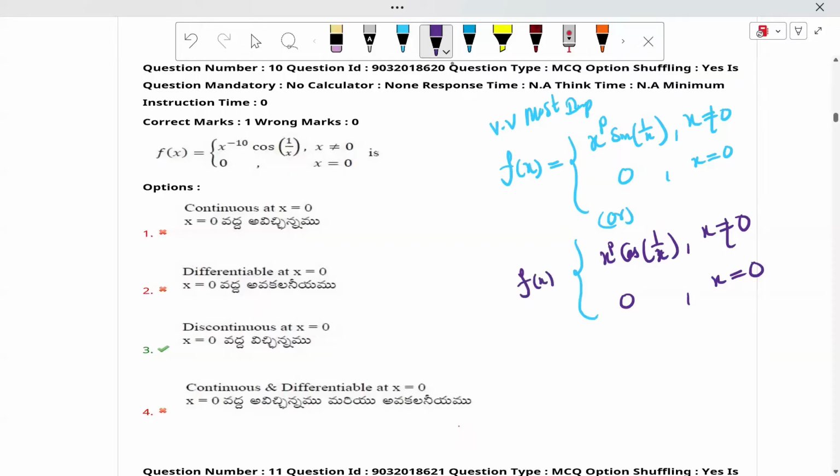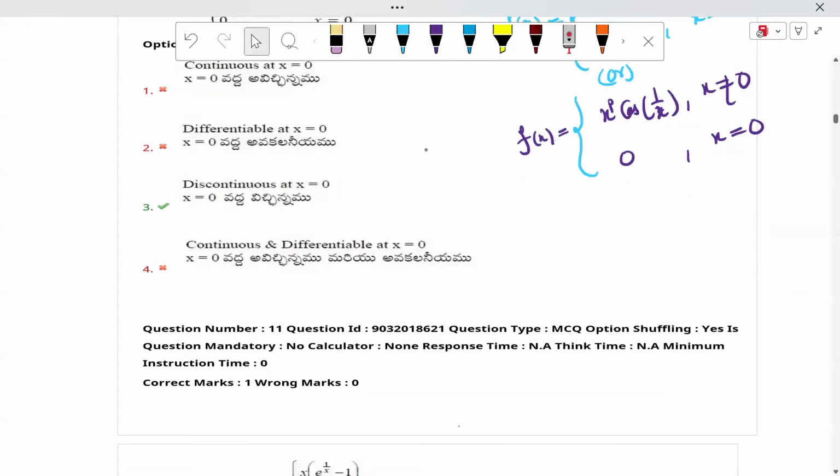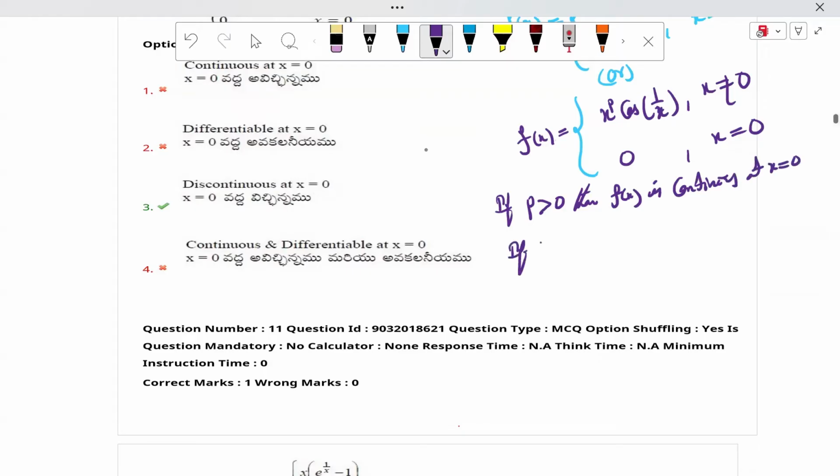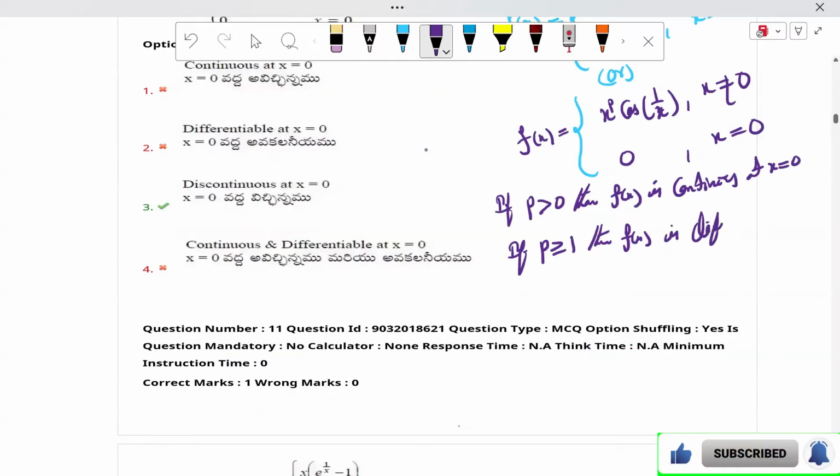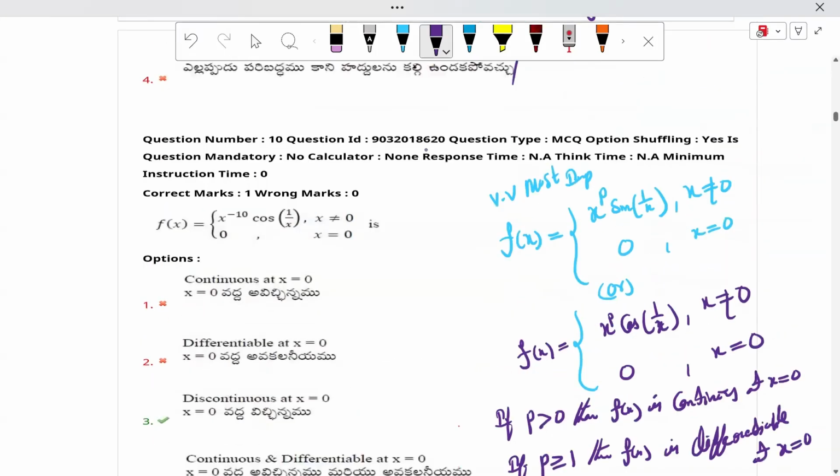Function f of x. So ఒకవేళ if p greater than 0, then f of x is continuous at x equal to 0. If p greater than or equal to 1, then f of x is differentiable at x equal to 0. Very most important points. This point is use అవుతుంది మీకు.